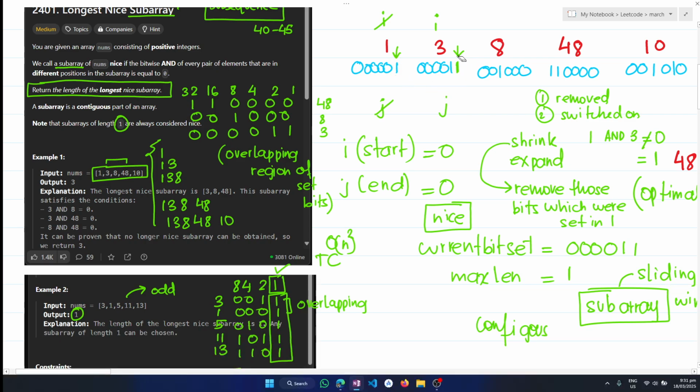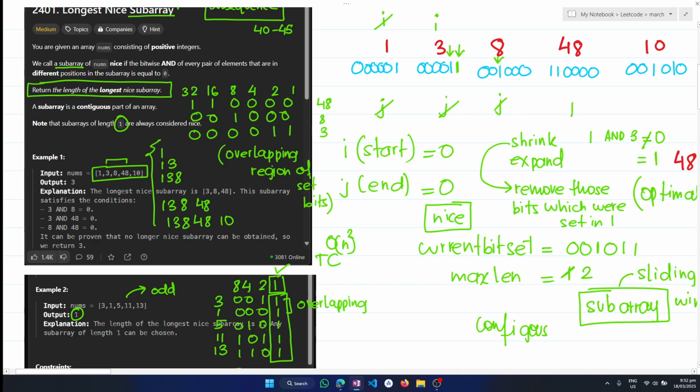Alright, I hope everything is clear till this point. Now I have 2 bits which are on, this one and this one. Then I again try to expand my window, right? What I will observe over here is that there is no clash. This bit is on, this bit is on, and this bit is on. So I'll make this bit on as well, and I'll say that the maximum length I have encountered till this point is 2.